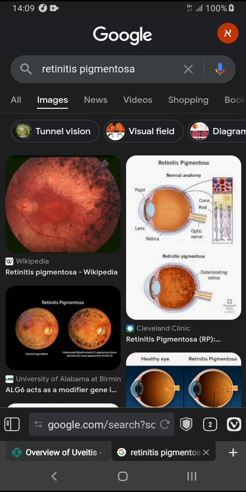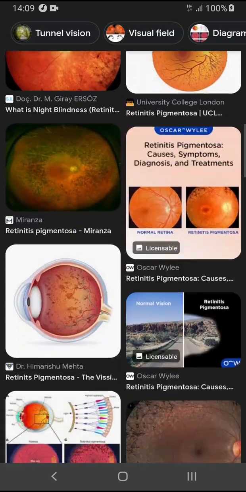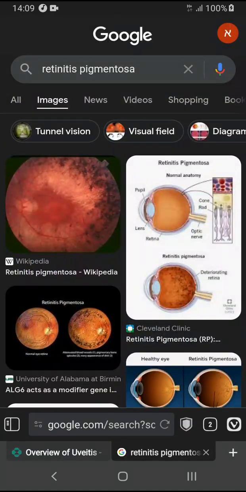About genetic diagnosis, I'm not sure. The treatment is mainly trying to halt or slow the progression of the disease using multivitamins, vitamin A, and things like this. Okay, this is it. This is about retinitis pigmentosa in a few words.